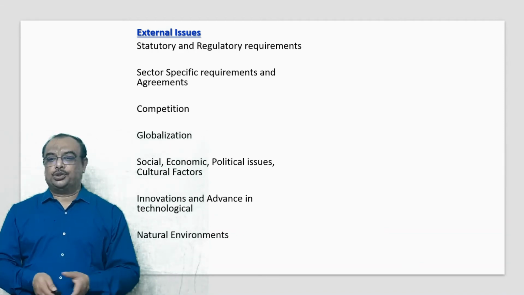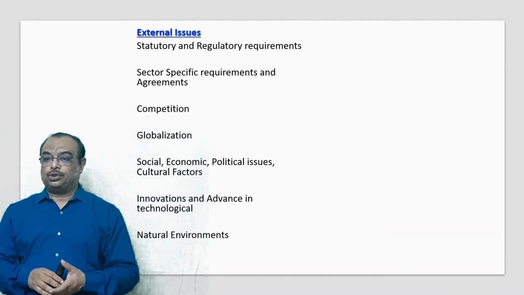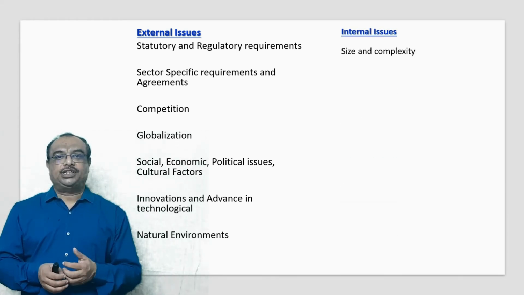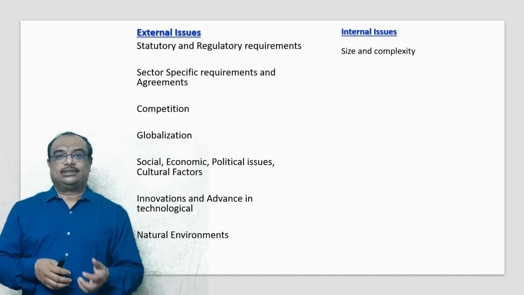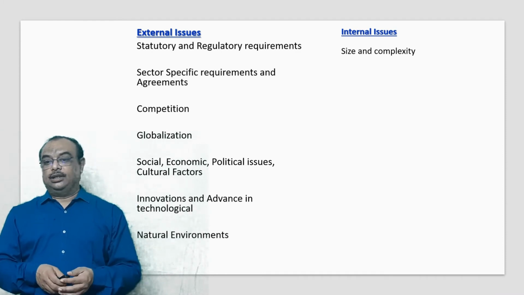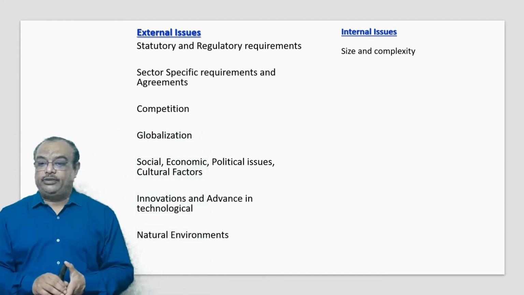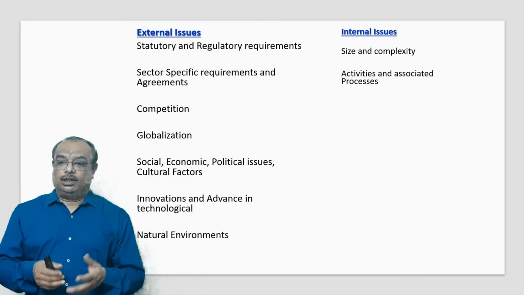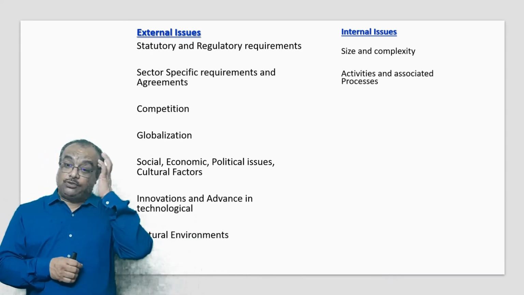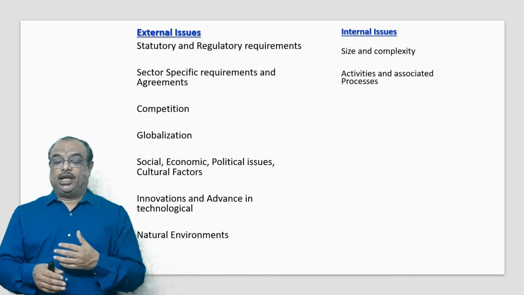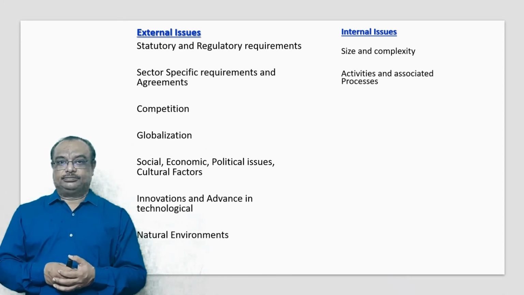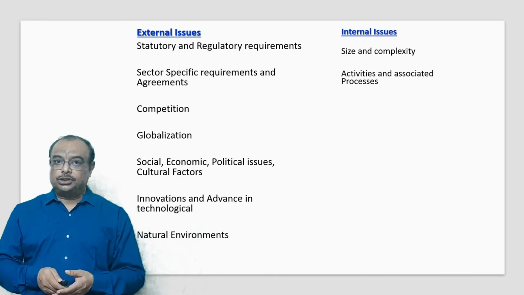Similarly, there are internal issues. Internal issues could be the size and the complexity: what is the size of your organization, and the complexity of the processes and the product. This is also one of the internal issues. And if we talk about the next, the activities and associated processes, this is also one of the internal issues. What are the other processes which are part of our organization? Without them, we cannot achieve our business objectives. So this could be an internal issue.